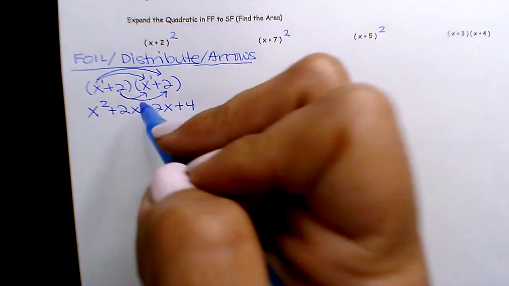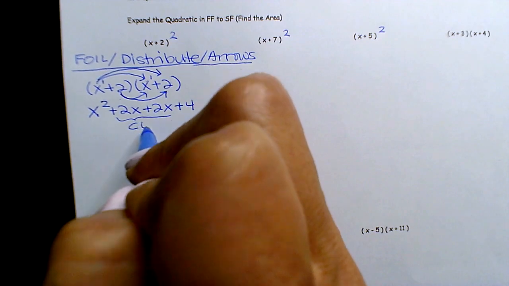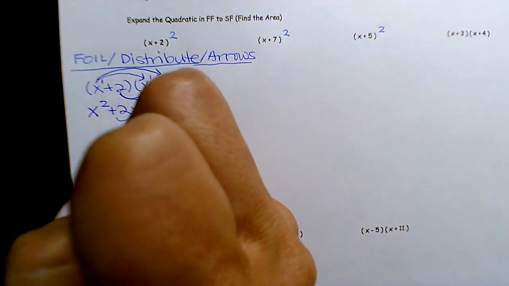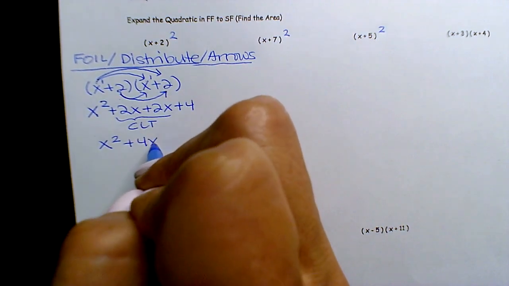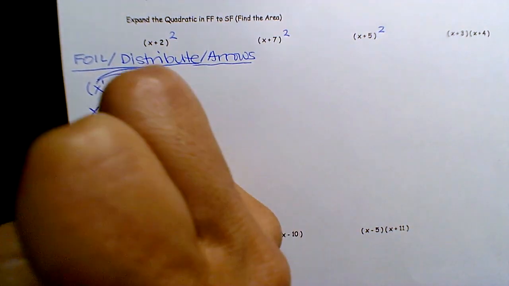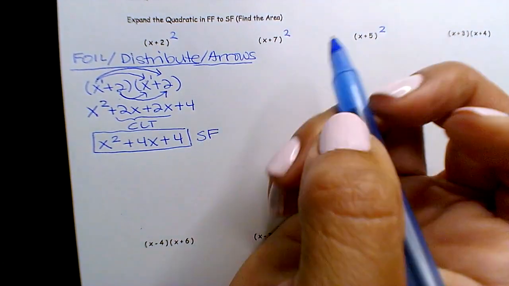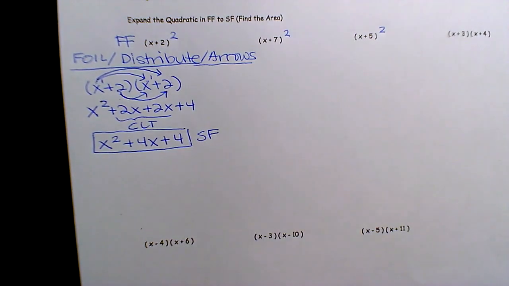All right, and so now you're going to combine like terms. What's plus 2x? What's plus 2x? Yes, 4x. And so this is your trinomial, and this is now in standard form. What I gave you is factored form. When it's in those binomials, it's in factored form. We're asking you to rewrite it in expanded standard form.